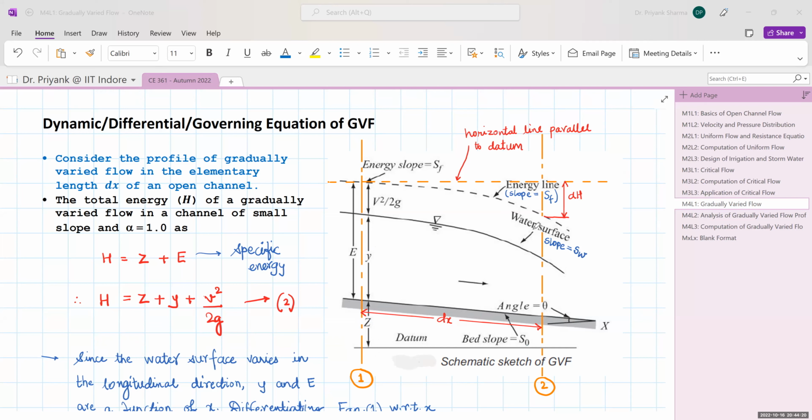And then you have the energy line, that is y plus v square by 2g, the specific energy, and the energy slope is denoted by SF. So dH is the fall in total energy or total head, that is the summation of datum head, the flow depth, and the velocity head. So dH is the loss of total head in the length dx. We know that H equals Z plus E, that is the datum head plus specific energy, where E is equal to y plus v square by 2g. We'll carry forward this equation.